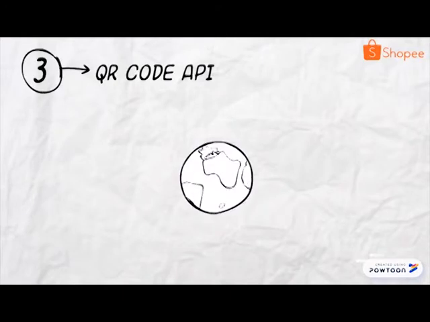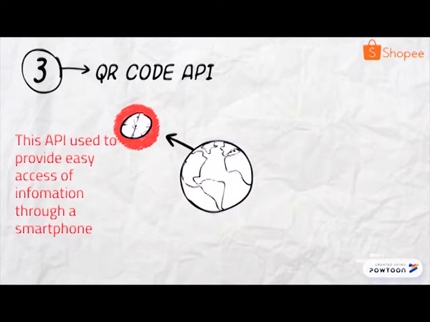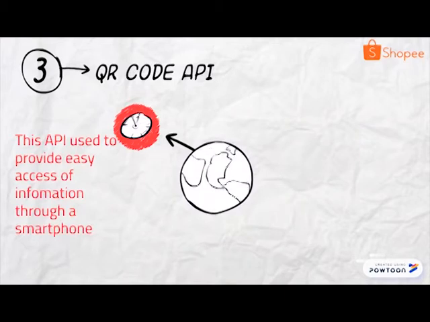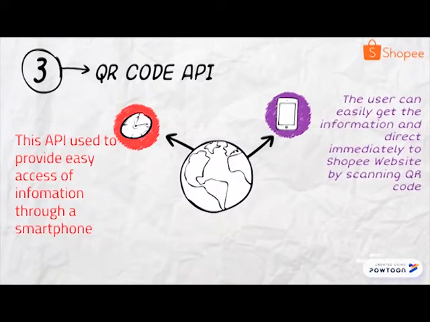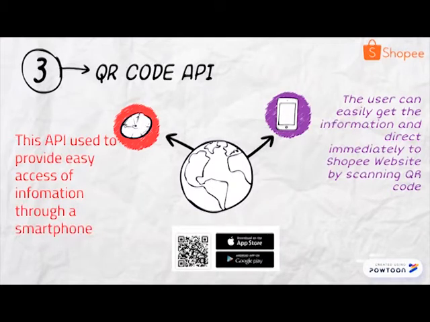Next, QR code API. This API is used to provide easy access of information through a smartphone. The user can easily get the information and be directed immediately to the Shopee website by scanning the QR code.